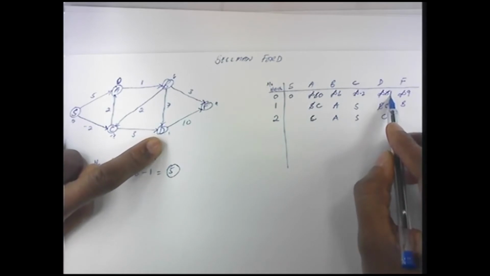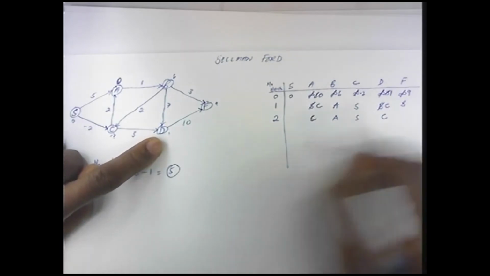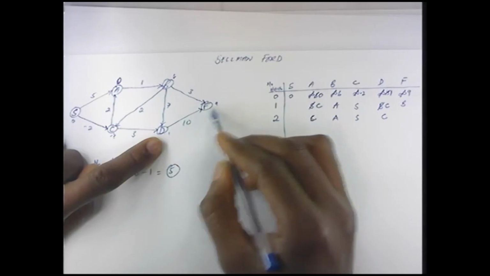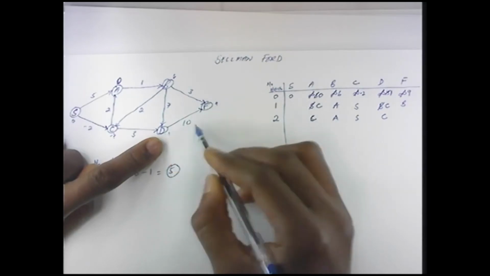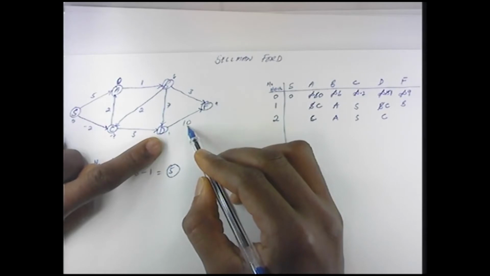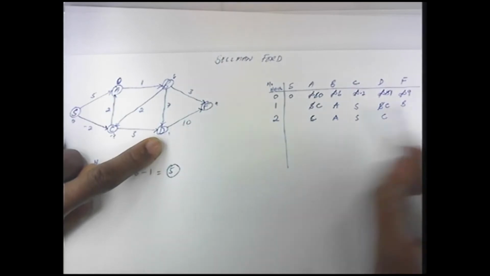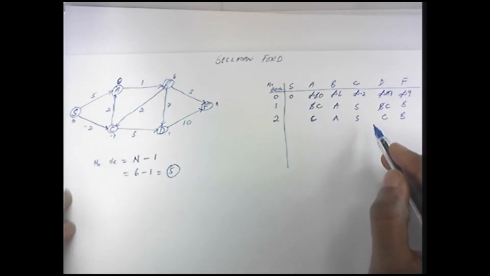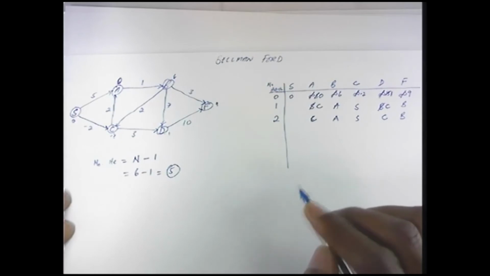Then 1 plus, so from D we have one outgoing link to F. So 1 plus 10, that gives us 11. 11 compared to 9, we still maintain that. So this is still B. Okay, then we go to F. Of course, it means F is still there. D is also still 1. So this brings us to the end of the second iteration.